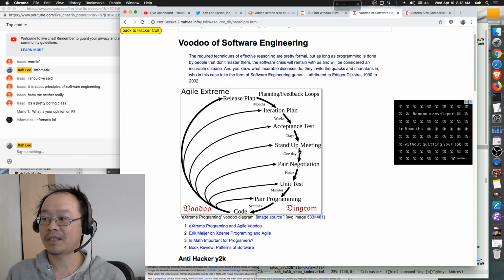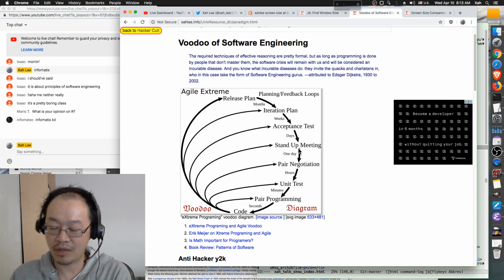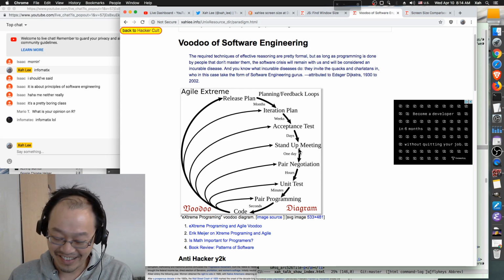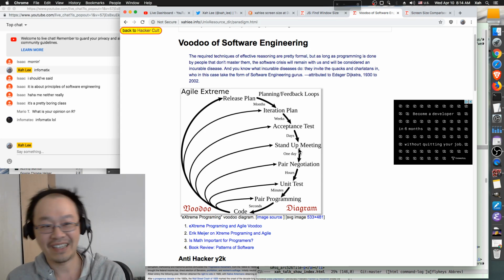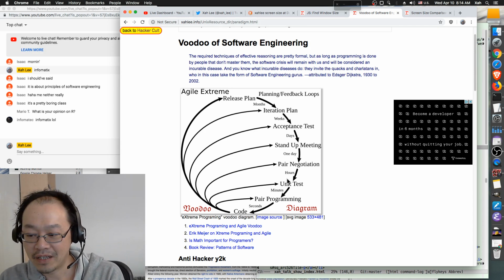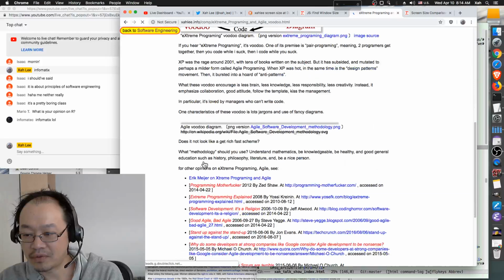It got robbed by corporations who want to make money. Commercial corporations push it, and it becomes something else. So he's no longer supporting it. One of the agile guys said that. So yeah, that's about extreme programming. And I have a collection of articles on extreme programming and agile voodoo.